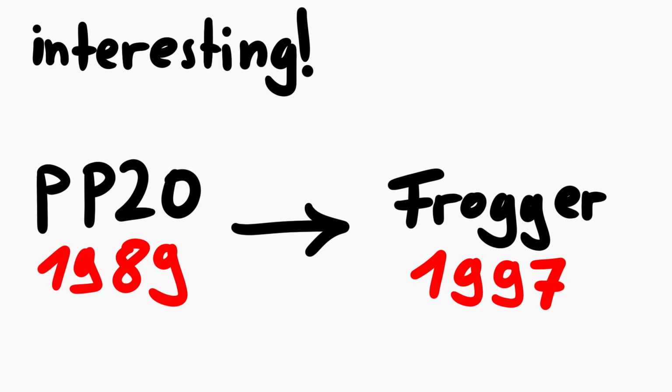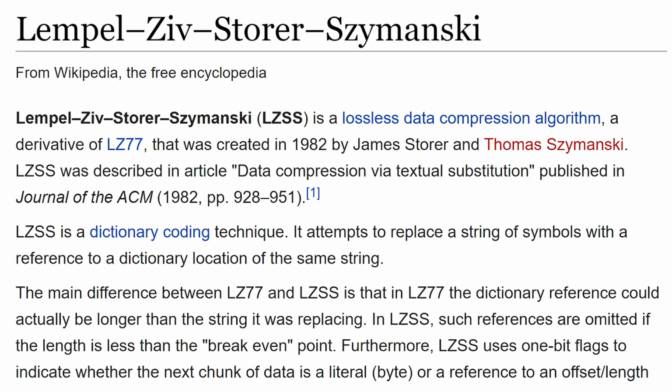So it's kind of interesting that such an old compression algorithm, remember it came out in 1989 for the Amiga, was supported for a few years, now shows up in 1997 in the Frogger game. It's speculation, but it could be that the Frogger developer used to work with Amiga and knew it from there. I find this fascinating. But anyway, in general, this compression algorithm seems to be based on LZSS.